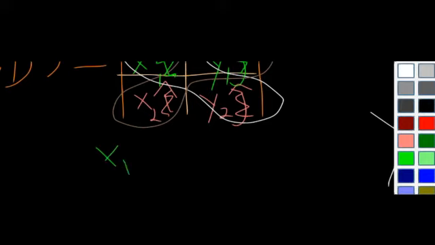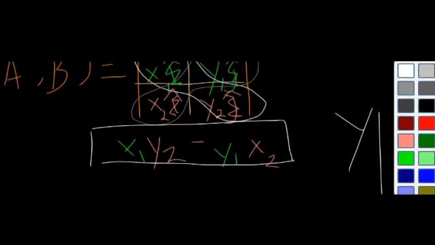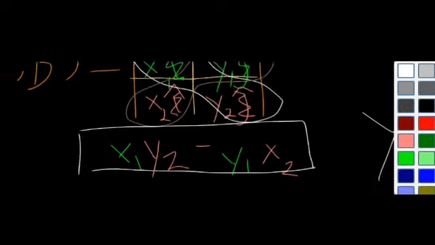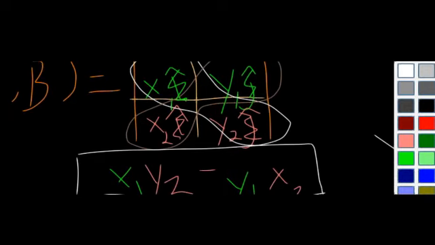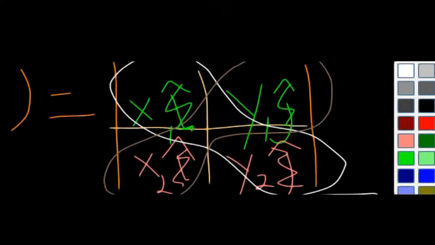So x1 y2 minus y1 and x2. This is how the determinant should look. And notice that there are no i hat or j hat components, even though I drew in the i hat and j hat components here.